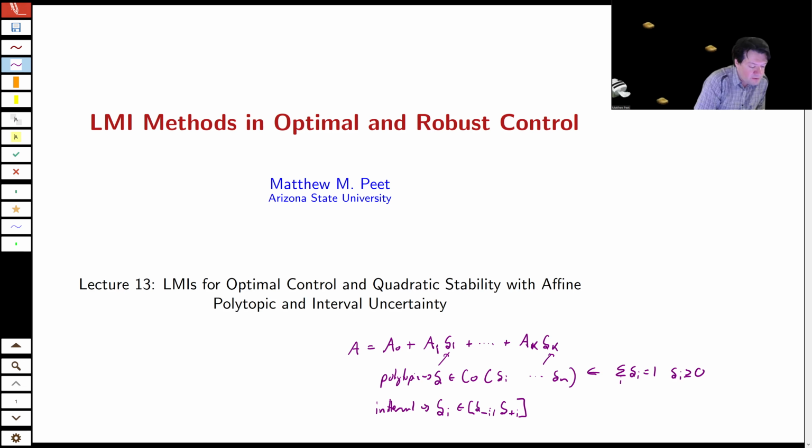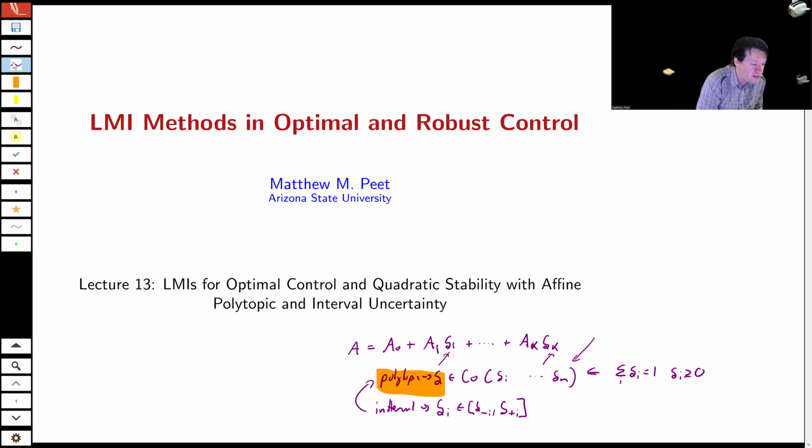So actually, in point of fact, we'll consider both cases, but we'll show that the interval one can be reduced to the polytopic one, and then we'll solve things for the polytopic one. So the polytopic one is actually the more important one in this case, although the application applies to the interval as well. So we'll do this in two parts.